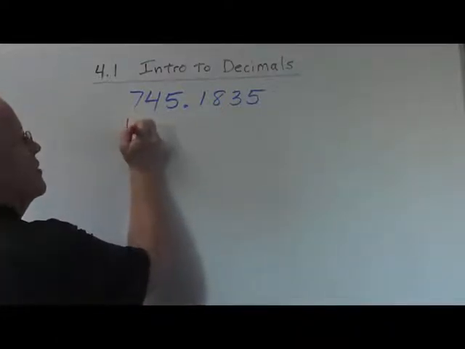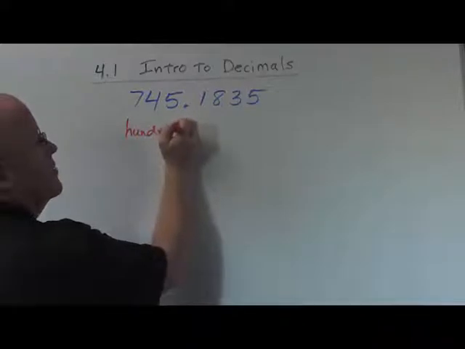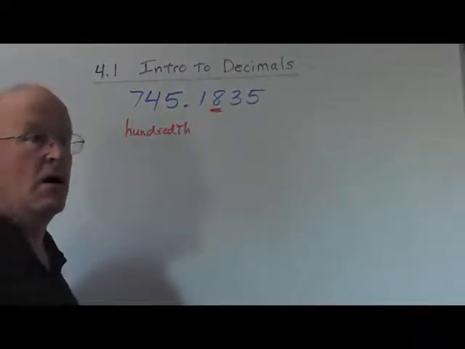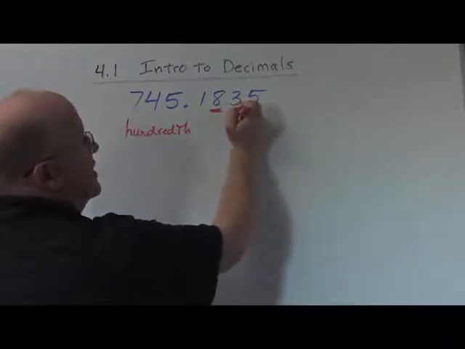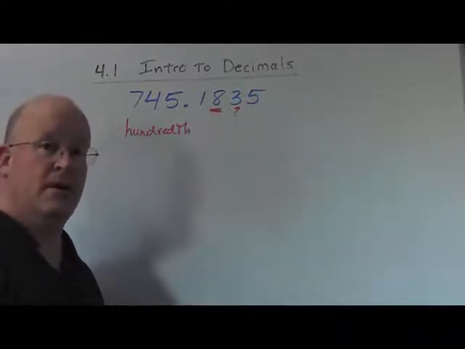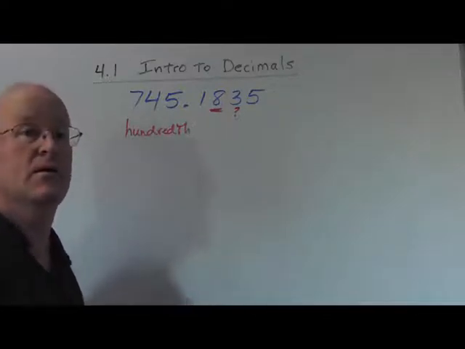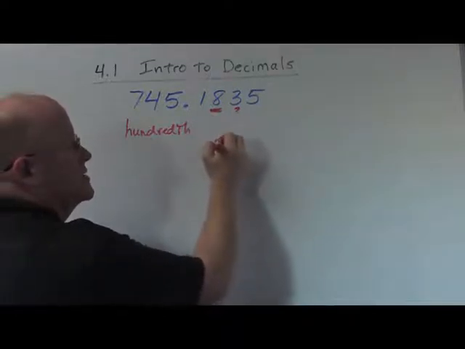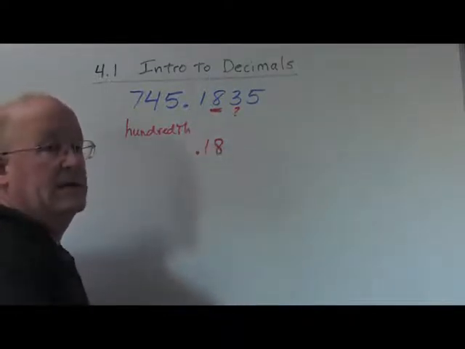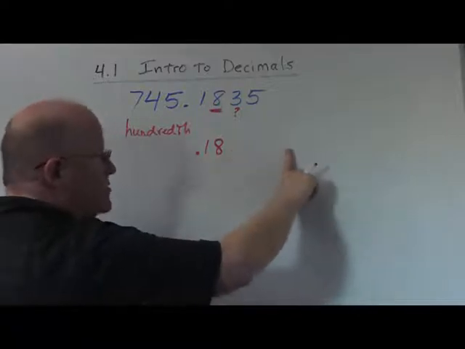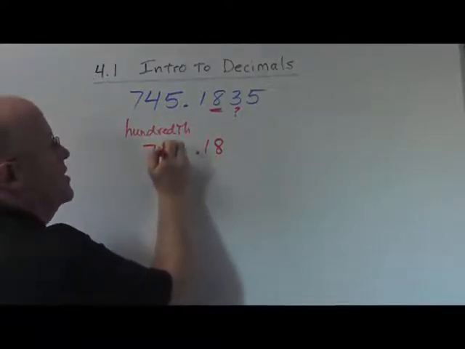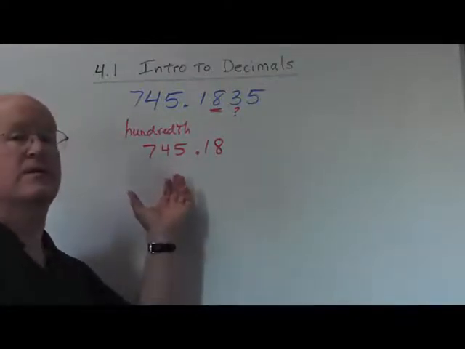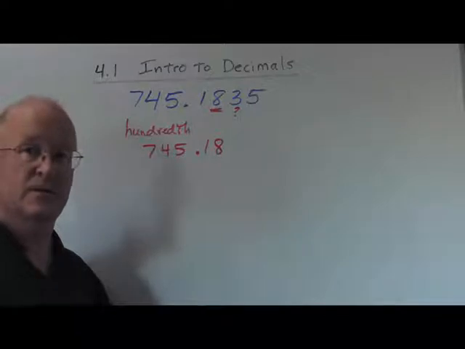Let's say now that we want to round to the nearest hundredth. In this case, the 8 falls in the hundredths column, and the 3 just after it is in that 0 through 4 category, which tells us to round down. Now, when we round down to the right of the decimal, the 8 stays as it is, so we will have 0.18 after the decimal, and then we will have no digits after that. So this rounds to 745.18, or 745 and 18 hundredths.